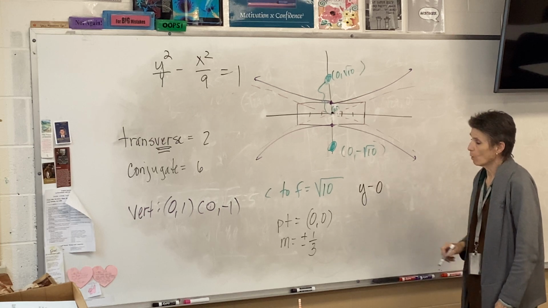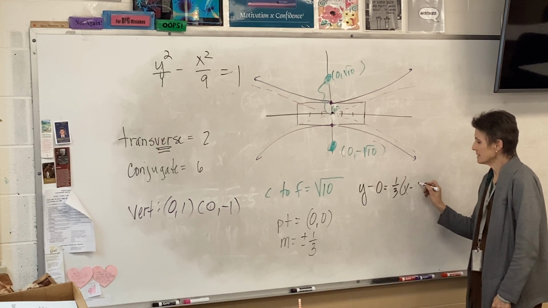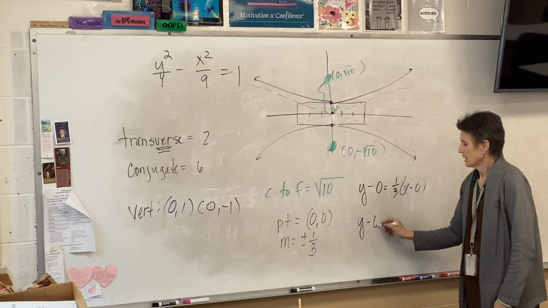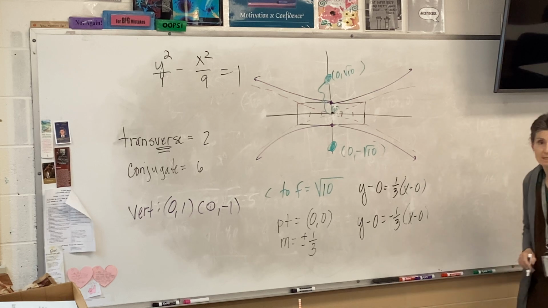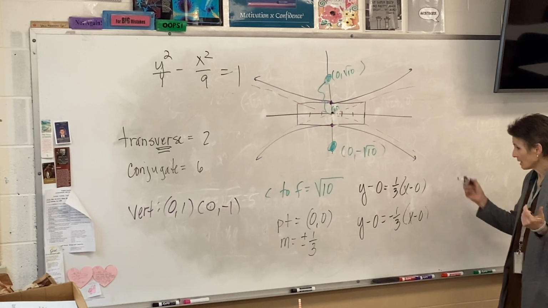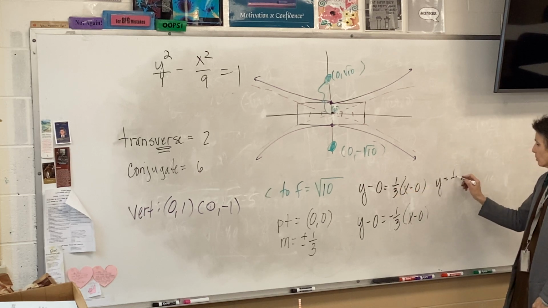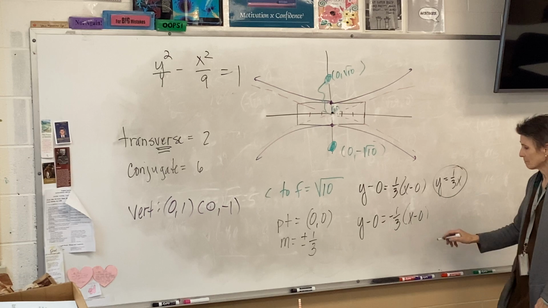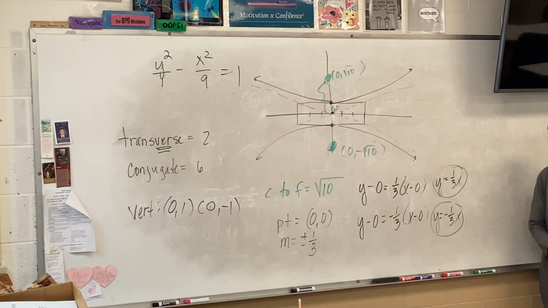Point slope form, y minus 0 equals 1/3 x minus 0. And y minus 0 equals negative 1/3 x minus 0. Clean them up. Get rid of the zeros basically. So y equals 1/3 x. And y equals negative 1/3 x.